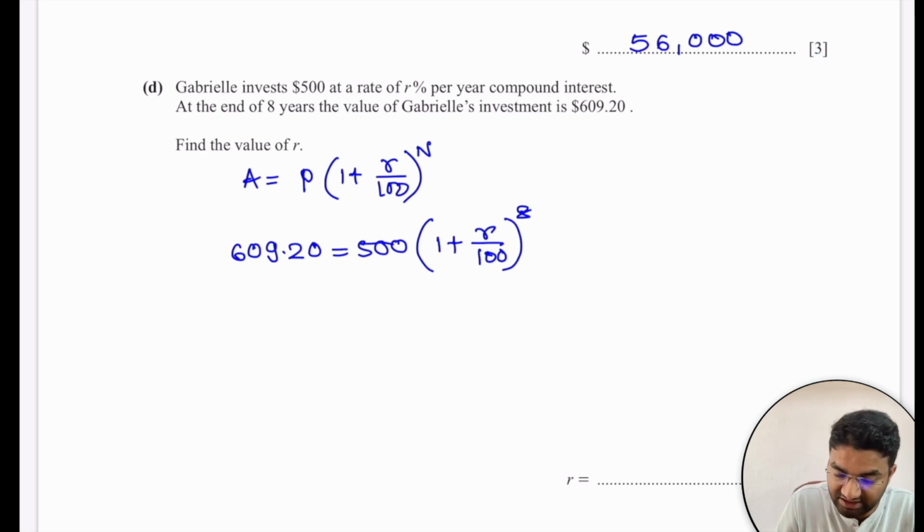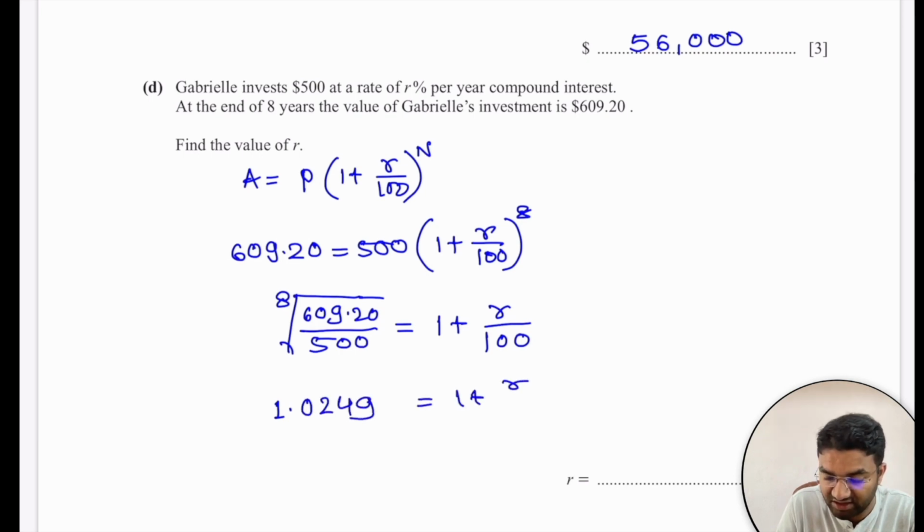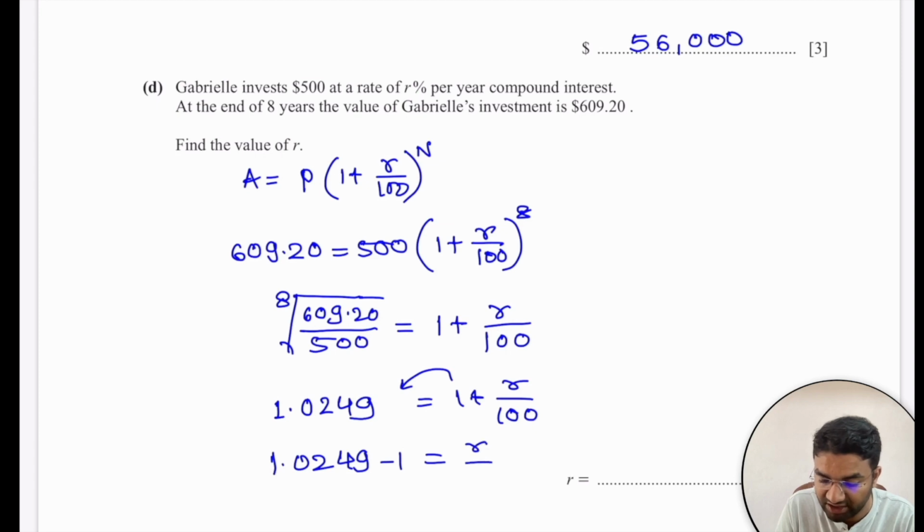And then next you can rearrange all this. Suppose you take this 8 to the left hand side, it's an 8th root, so it's the 8th root of 609.20 divided by 500, which will be equal to 1 plus R by 100. If you do the simplification, means if you put it in the calci, it will be 1.0249, equal to 1 plus R by 100. Fine. Then transfer this 1 to the left hand side. Okay, so 1.0249 minus 1, which is equal to R by 100.